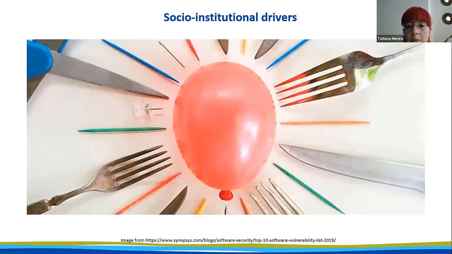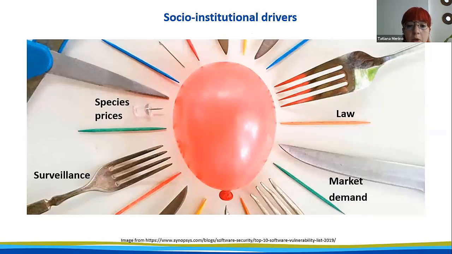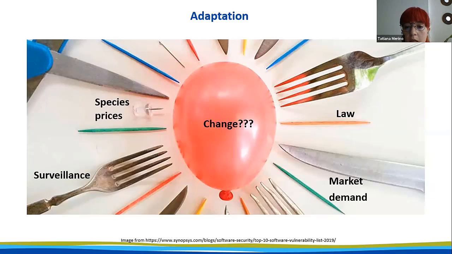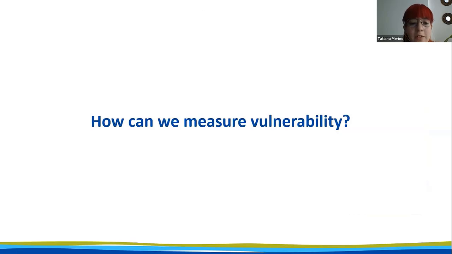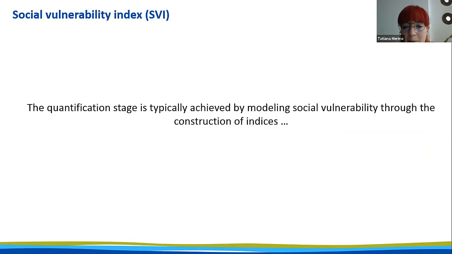Taking our last example, we can say that either the modification or implementation of a new law, market demand, surveillance, or maybe species prices could trigger a change in our small-scale fisheries. So the questions here are, what kind of combination of such drivers would lead to a change, and what type of change? And the other question, of course, would be, how can we measure such vulnerability?